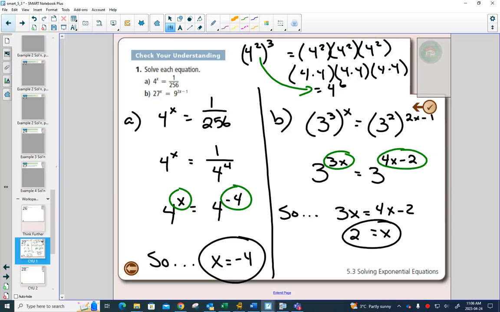Questions you can circle on this one are 3, 4, 5, and 6.